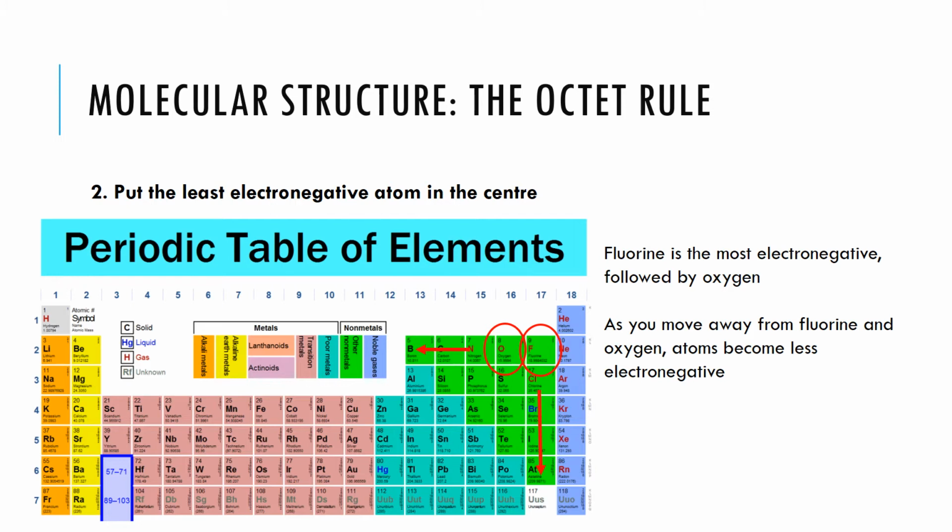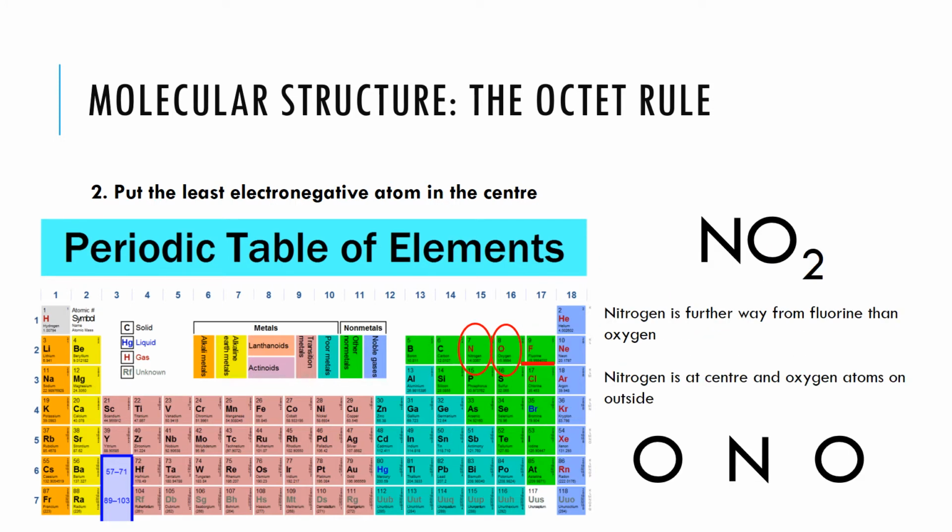So you can always work out which is the most electronegative atom in your molecule. So for example, if we look at NO2, we look at the periodic table, we find fluorine, and we realize that nitrogen is further away from fluorine than oxygen. And so we place that at the center of our molecule and put our more electronegative species, oxygen, on the outside.